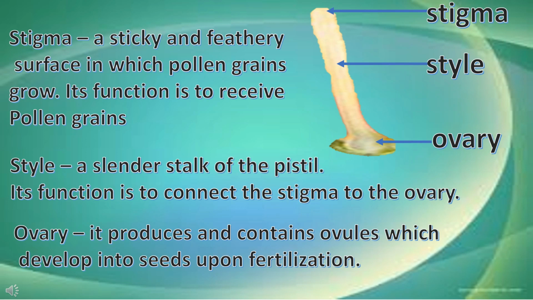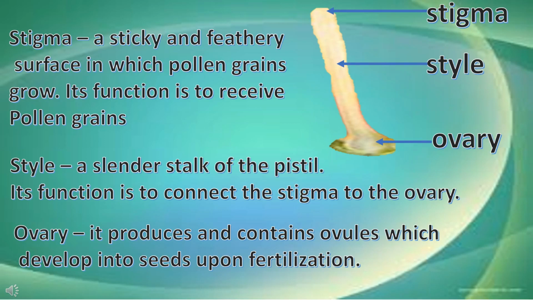The female reproductive parts of a flower. Stigma is a sticky and feathery surface on which pollen grains grow. Its function is to receive pollen grains. Style, a slender stalk of the pistil. Its function is to connect the stigma to the ovary.